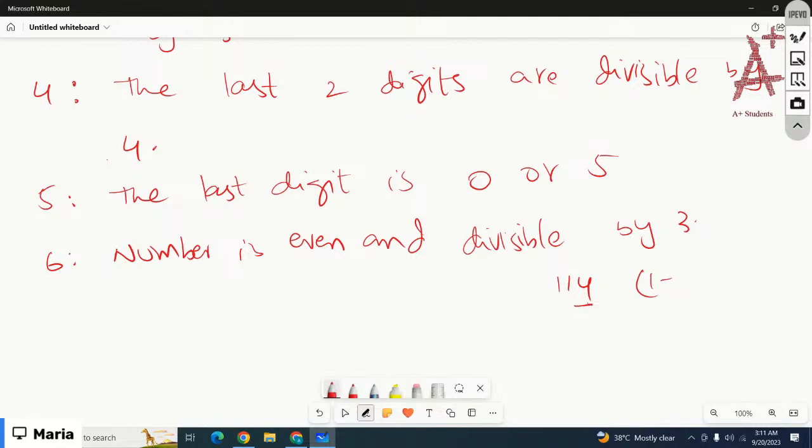Just check for 3. 1 plus 1 plus 4 is 6. 6 is divisible by 3. Yes, it is. So 114 is an even number and it is divisible by 3. That means the number is divisible by 6 also, right?